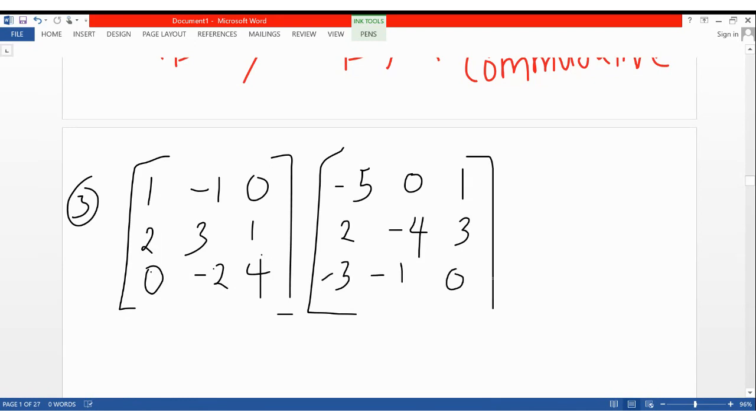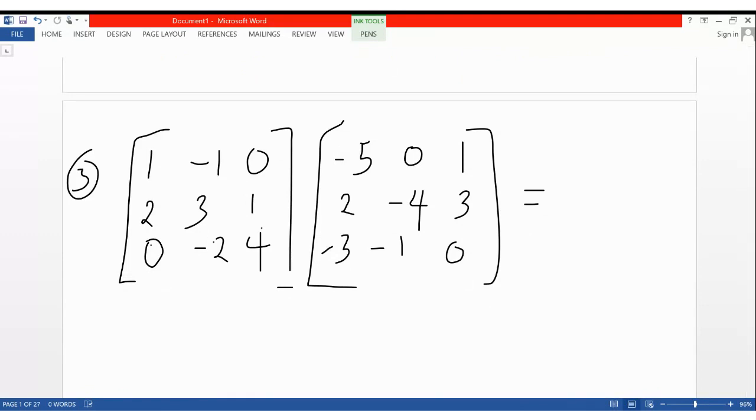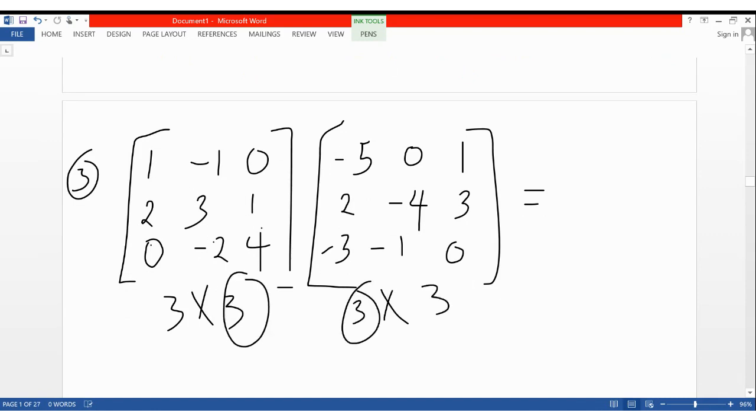Is it possible to multiply those two matrices? Yes, it is possible because we have a 3 by 3 matrix and a 3 by 3 matrix. By the way, if two matrices are identical in size, it is easier for us. It is straightforward. You can see whatever I've circled there, they are the same. So you should expect a 3 by 3 matrix in the final answer.